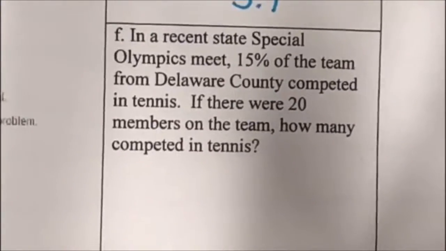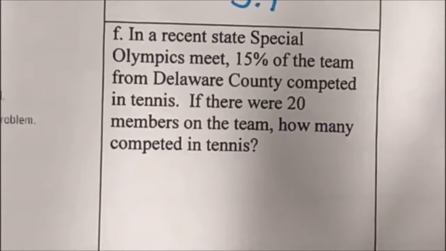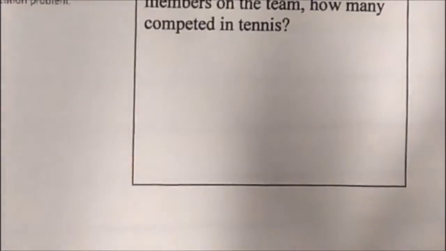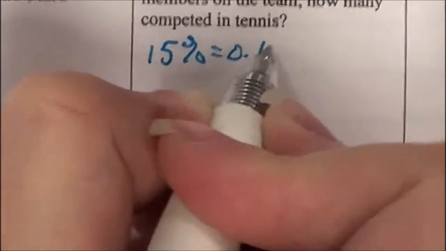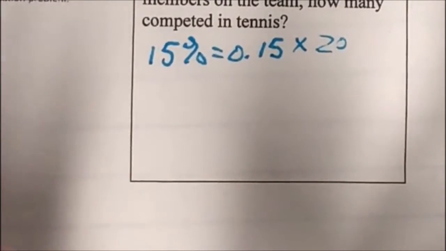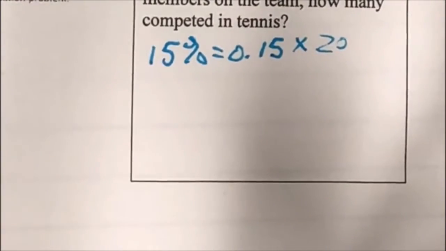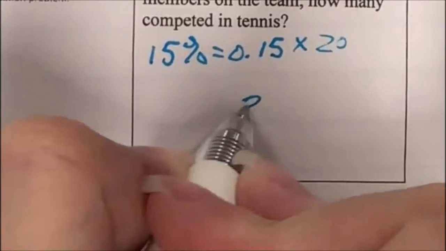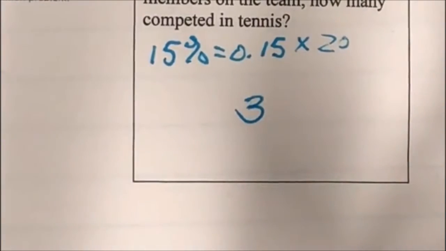And then letter F. In a recent state Special Olympics meet, 15% of the team from Delaware County competed in tennis. If there were 20 members on the team, how many competed in tennis? So I'm going to take 15%, and I'm going to change that to a decimal, so 0.15. And I'm going to multiply that times 20 because there were 20 members on the team. 0.15 times 20 gives me 3. So 3 people competed in tennis. And that is the end of lesson 7.